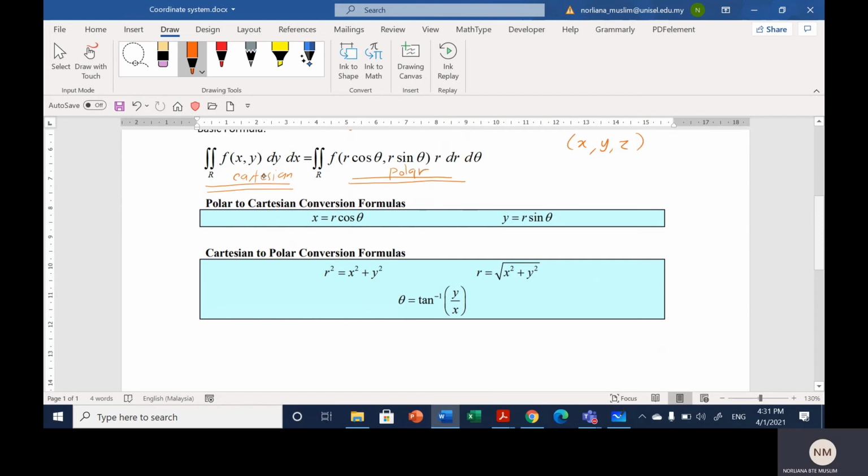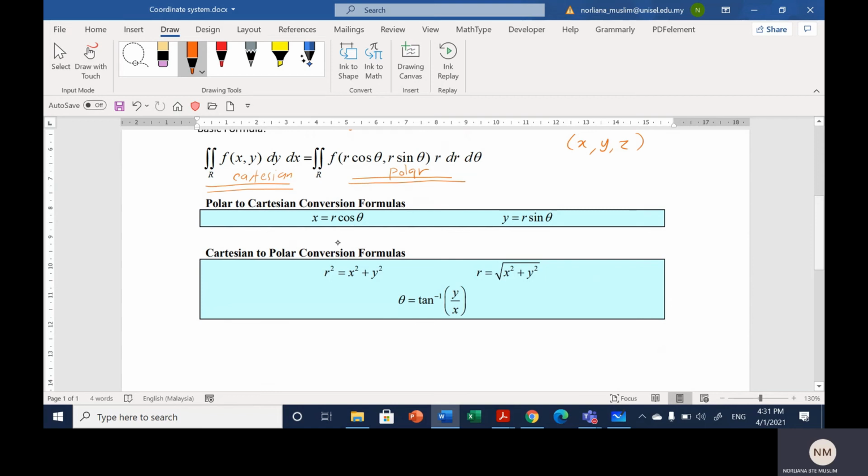Okay, polar coordinates. We can convert Cartesian to polar, and we can convert polar to Cartesian. So it is a two-way situation. This is the basic formula that you are supposed to be familiar with. That's the one that I showed to you just now.